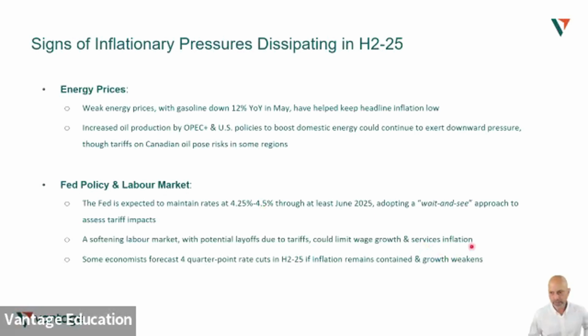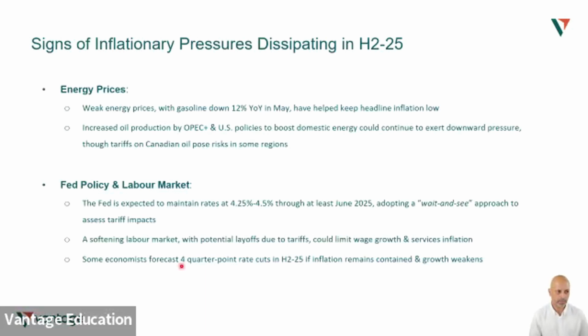Now, should we see inflation remaining somewhat contained while economic growth weakens noticeably, we could potentially have four rate cuts in the second half of this year. So we could have four quarter point rate cuts, should we see inflation remaining contained, and especially if economic growth starts to weaken significantly.